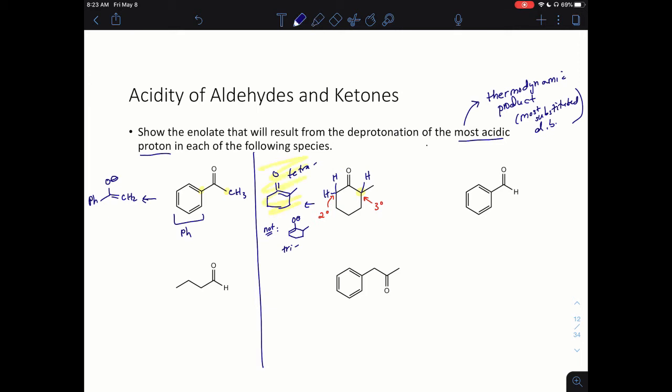Excellent. Let's just keep going left to right here. So for the aldehyde, we already discussed here, there are no alpha C-Hs, so no enolate is possible. All right, let's go over here. So for this aldehyde, it only has this one alpha C-H. Again, the aldehyde hydrogen is not acidic. So if you deprotonate at the alpha carbon, you will obtain this enolate.